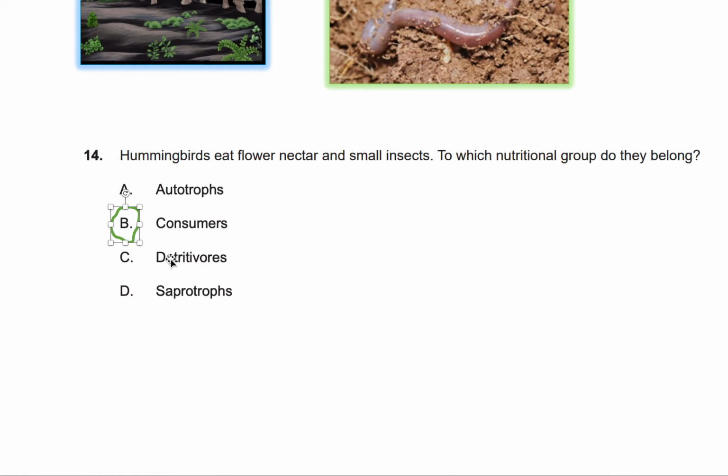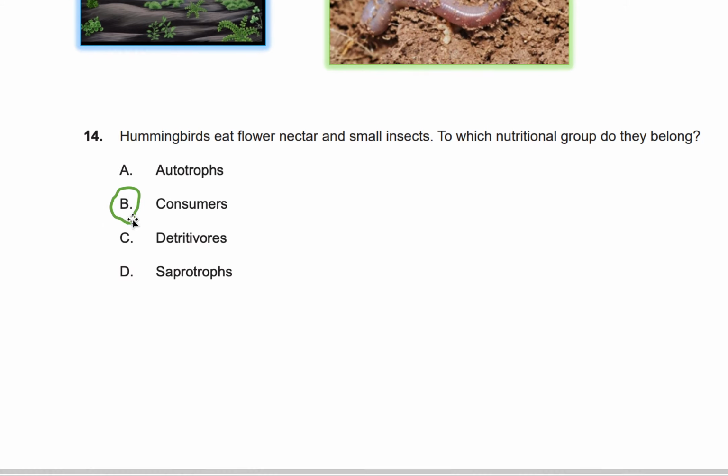It'd be good to look them up so you're aware what detritivores are. So it's definitely not one of these, because these eat dead things and recycle them, whereas a bird literally just goes and eats living things, right? Therefore the answer is B. So let's go to one more.